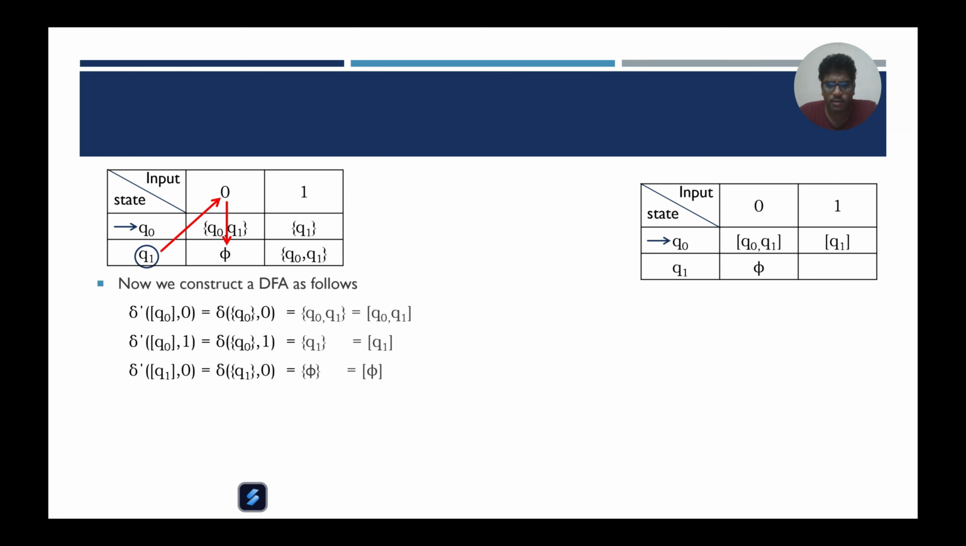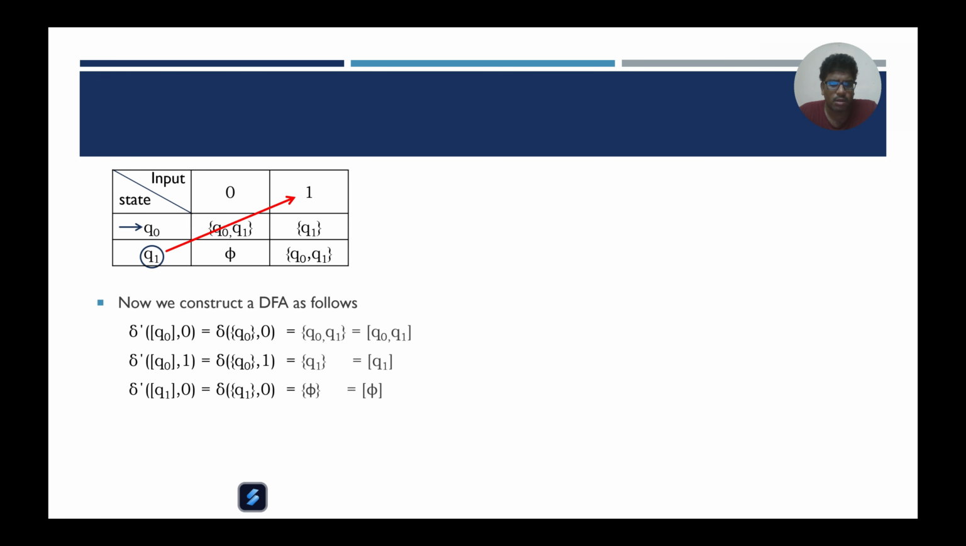Next, we have to read the Q1 on 1. It's moving to the state Q0, Q1. So the transition will be like this for the DFA. Delta dash of Q1 comma 1 equals Q1 on 1 equals Q0, Q1. This is reaching the state Q0, Q1. So it has to be reflected in the DFA transition table.